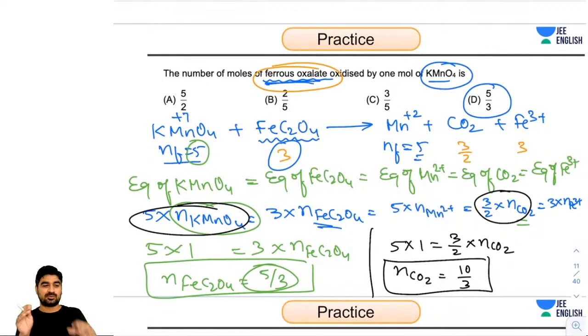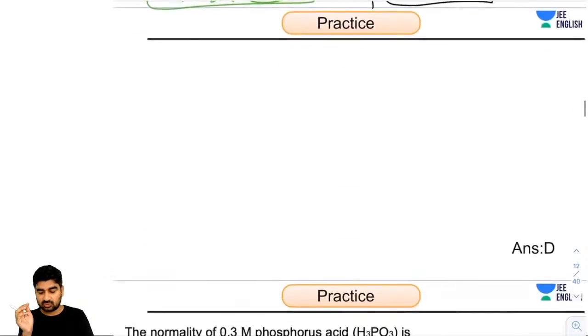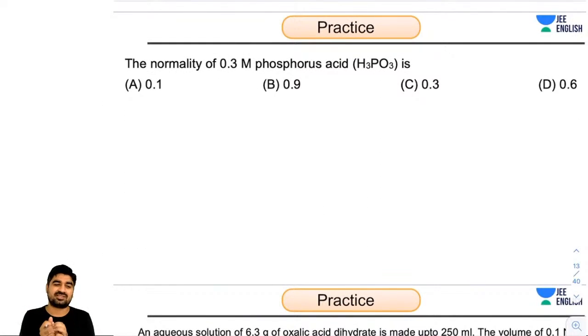No doubt. So now I hope you guys are learning how to apply the law of chemical equivalence. So guys, just do the next problem. Again, it is a very easy, very simple problem. Do it fast. Normality of 0.3 molar phosphorus acid is, yes guys, do it. Be fast, guys. I'm waiting for your answer.